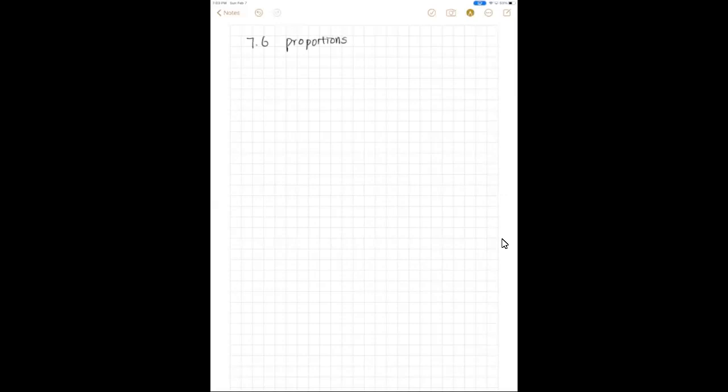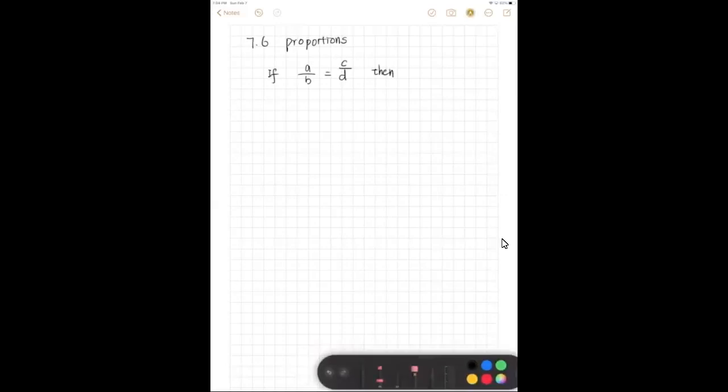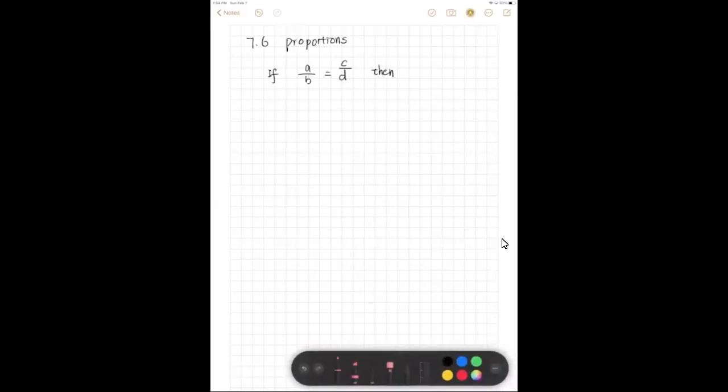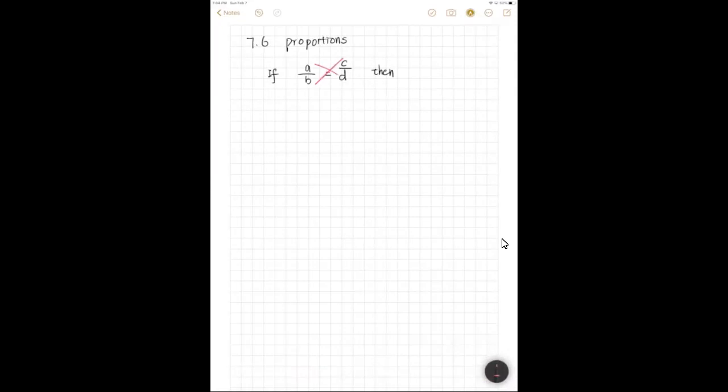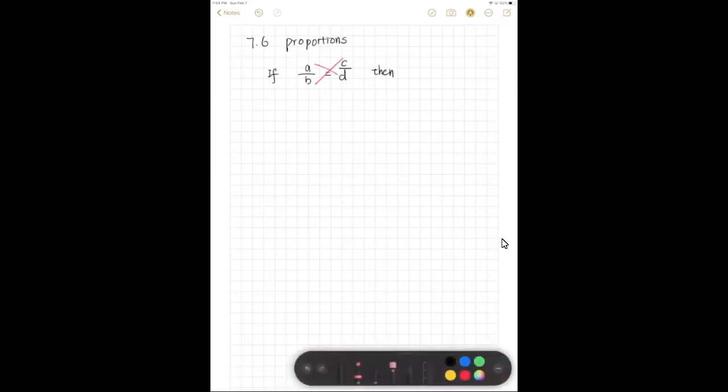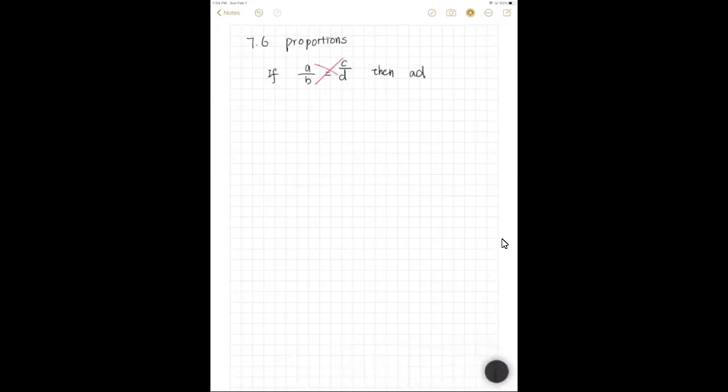So, if you look at two rational equations that equal each other, such as A over B equals D over C, then the cross product equals each other. This is the cross product. That means A times D equals B times C.